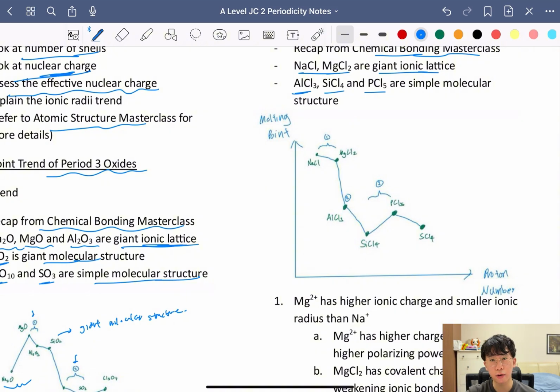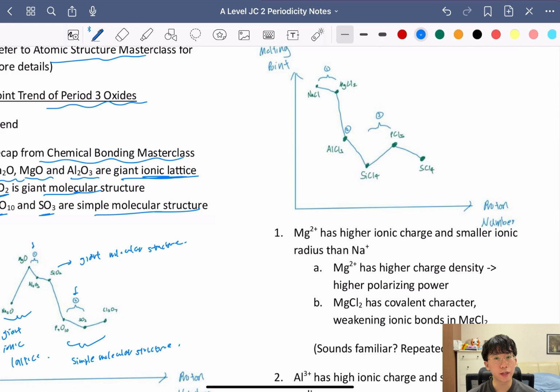You see that NaCl and MgCl2 have a higher melting point than the rest of them. Now, if you look over here, there's 3 anomalies that will be covered. Now if you look at anomaly number 1, it's very similar to the anomaly we covered just now. We see the MgCl2 melting point is actually lower than your NaCl.